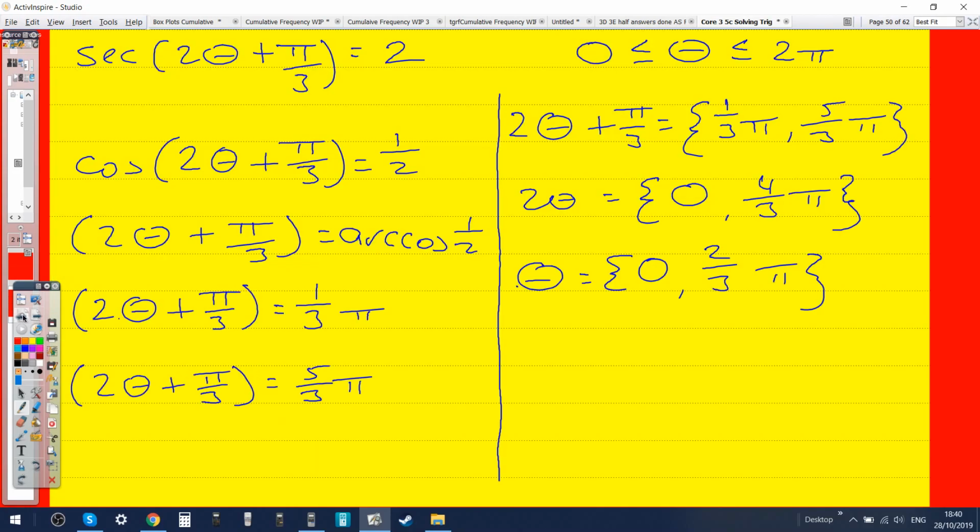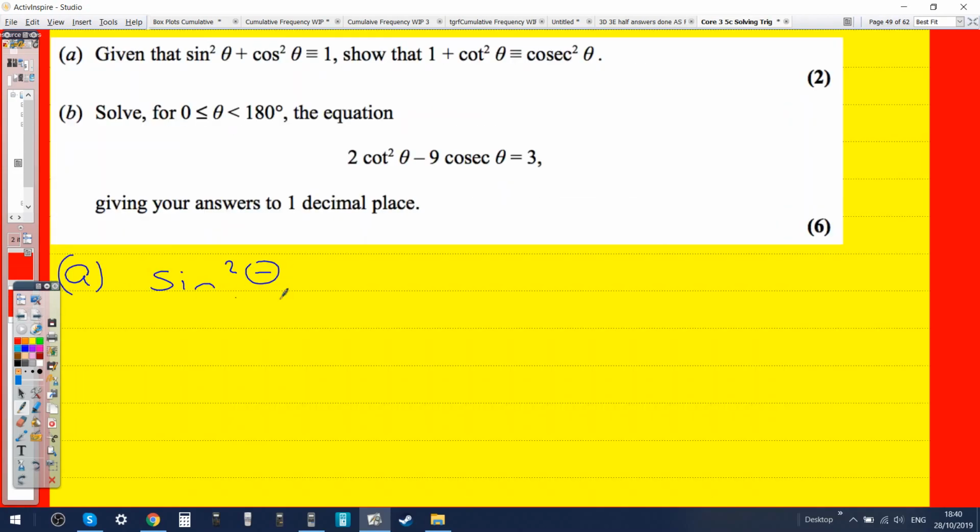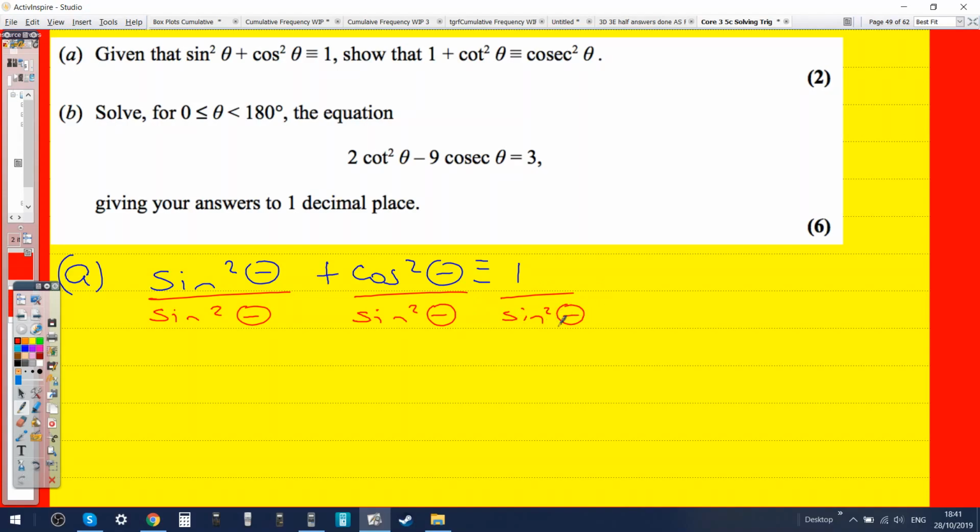So the way we do it, sine squared theta plus cos squared theta is identical to 1. I don't remember which one, but it'll work for one of them. You either divide everything by sine squared theta, or you divide everything by cos squared theta. So we'll start with sine squared theta. What do you get? Oh, this makes sense. Yeah, I think it is the sine squared theta one that does this.